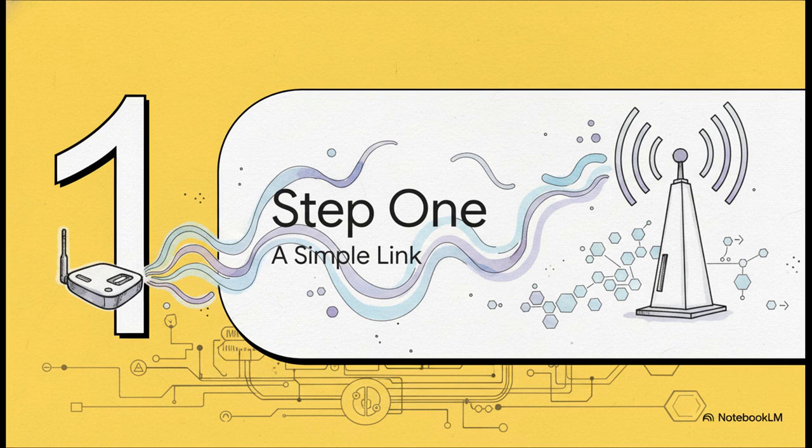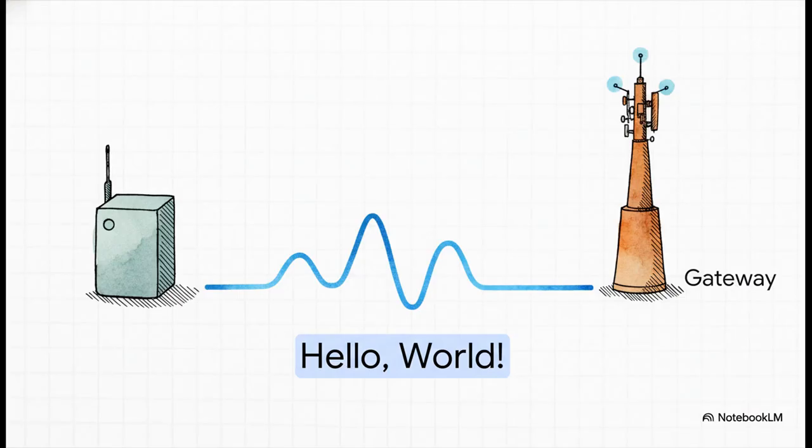Look, before you can conduct a whole symphony, you have to understand how a single note sounds. We need to isolate the most fundamental piece of this entire puzzle, how one device actually communicates with one gateway. The very first script you'll encounter is simple-network-example.cc, and it's basically the hello world of LoRaWAN. Its entire job is to strip everything else away and focus on that one core interaction.